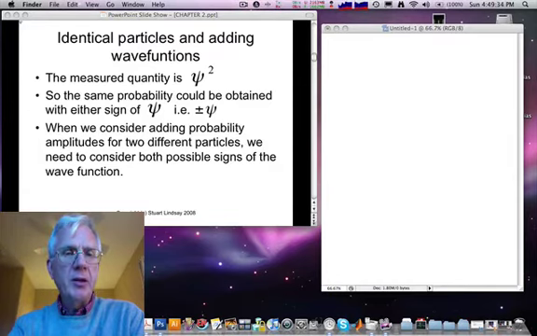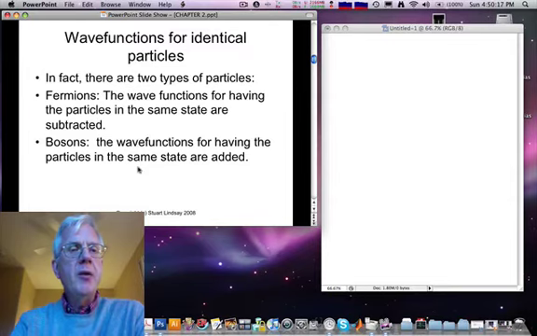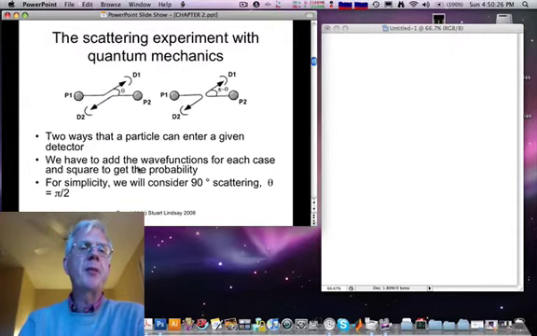We'll look at the consequence of these two alternatives using scattering experiments in the center of mass frame introduced in the last module. There are in fact two types of particles corresponding to these two choices of putting a plus sign in front of the wave functions when you add them, or a minus sign. The minus sign case corresponds to particles we call fermions, whereas particles we call bosons require the plus sign.